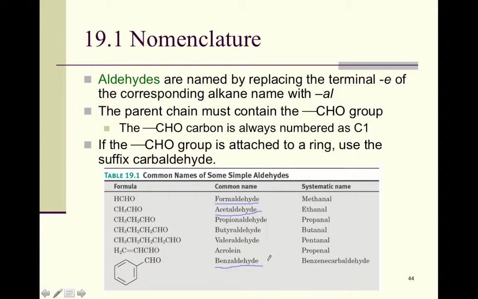And then the common name benzaldehyde you've seen before. Its systematic name, because it's on a ring, becomes benzene carbaldehyde. You're still definitely able to use benzaldehyde. You'll probably hear that a lot more than you will benzene carbaldehyde. But I wanted to highlight the fact that with systematic naming, when an aldehyde is on a ring, it is named using the suffix carbaldehyde.